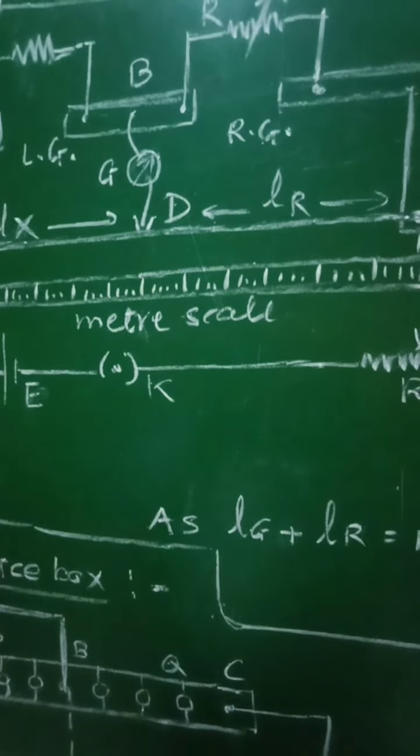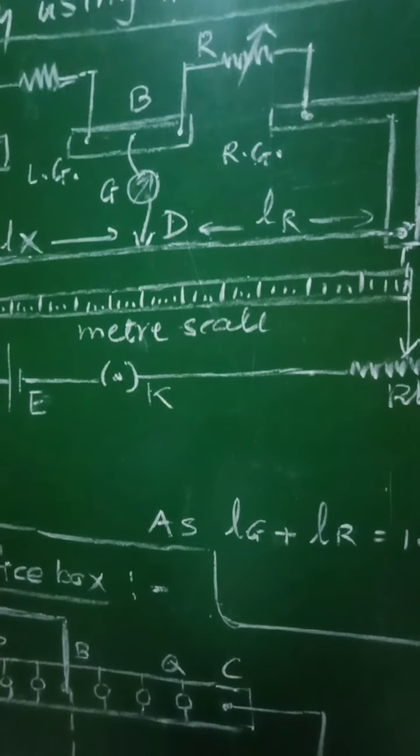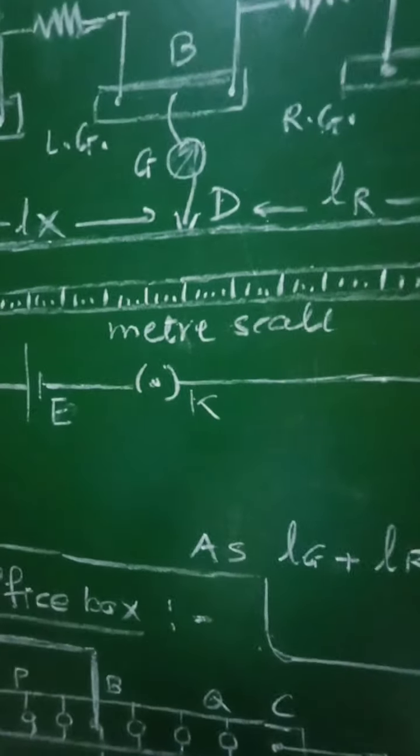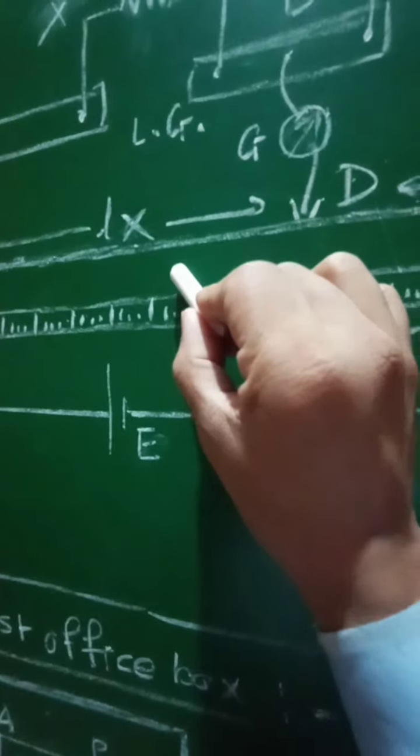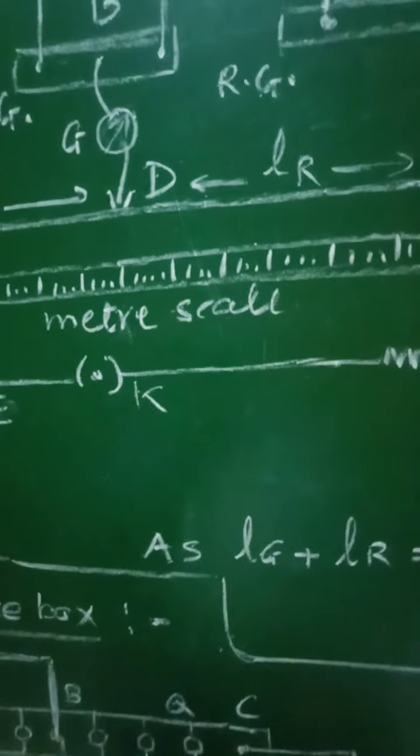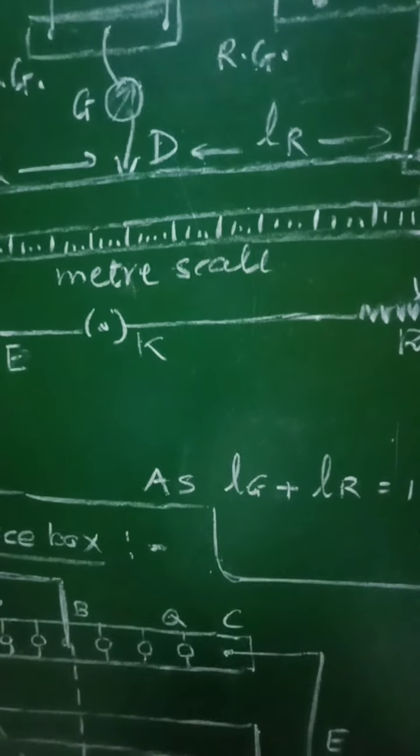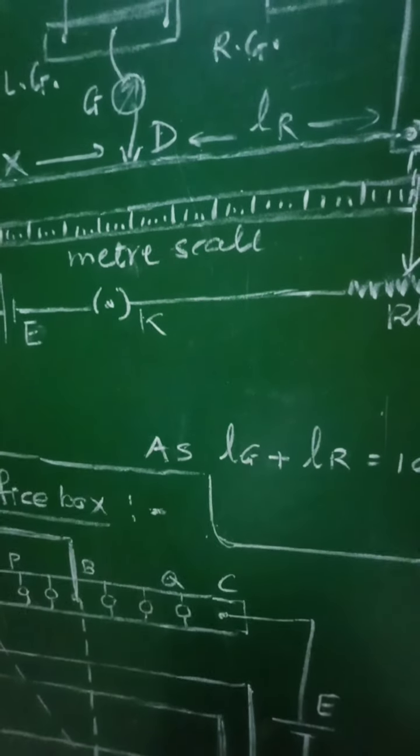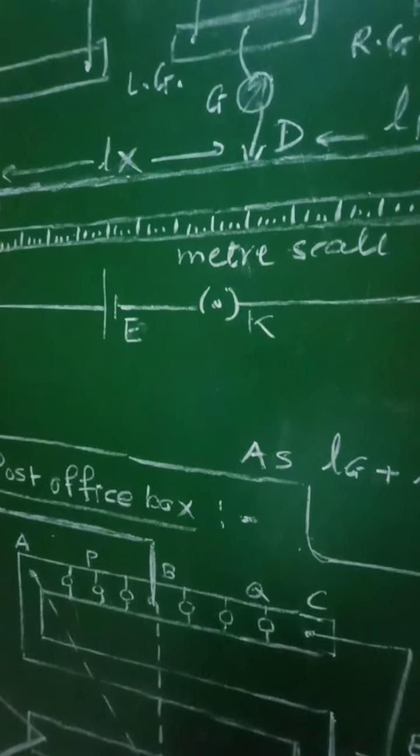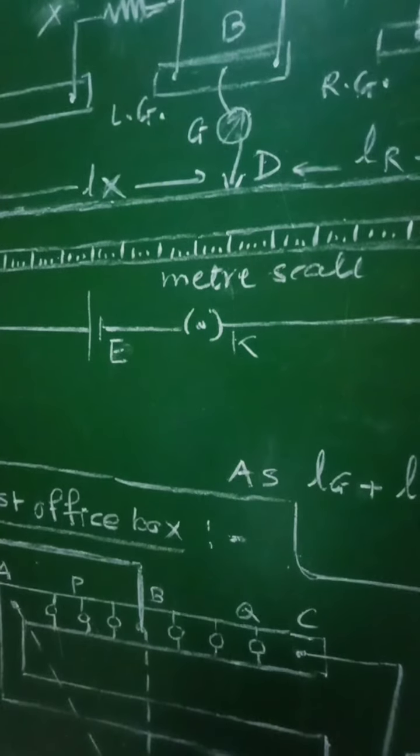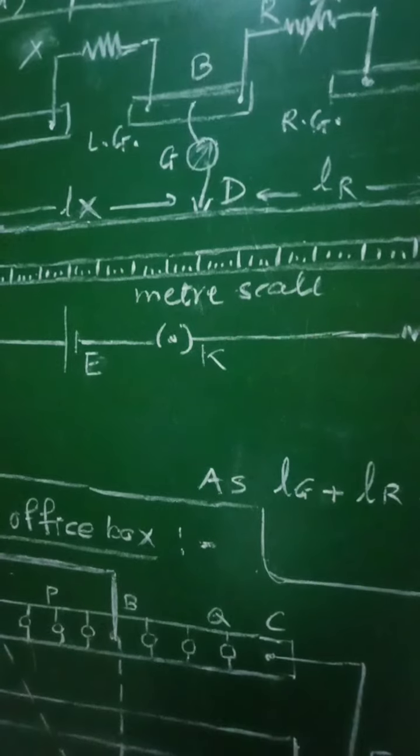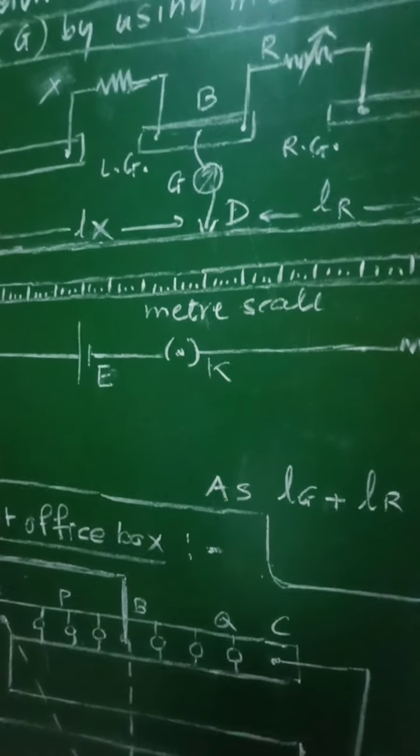Third one is the measurement of Lx and Lr may not be accurate. So the measurement of the lengths of these segments Lx and Lr may or may not be accurate due to that meter scale. That measurement will be done, and therefore it may or may not be accurate. So these are some of the sources of errors in the meter bridge. Let us see now how to minimize these errors.